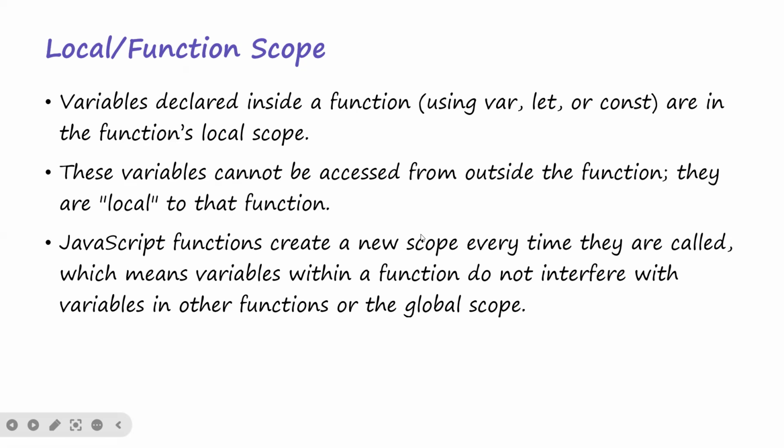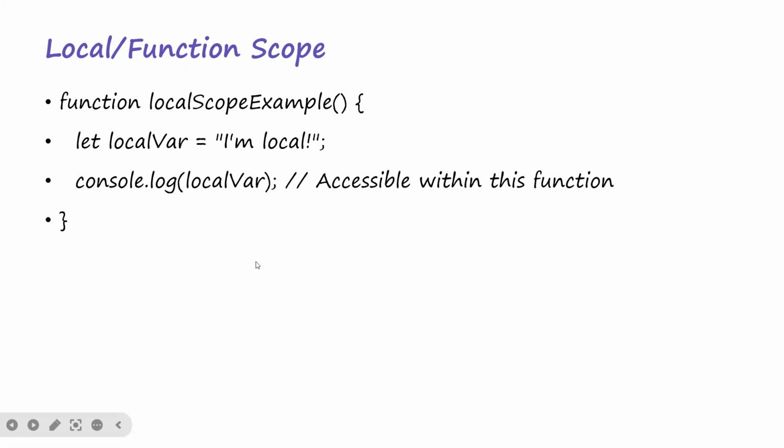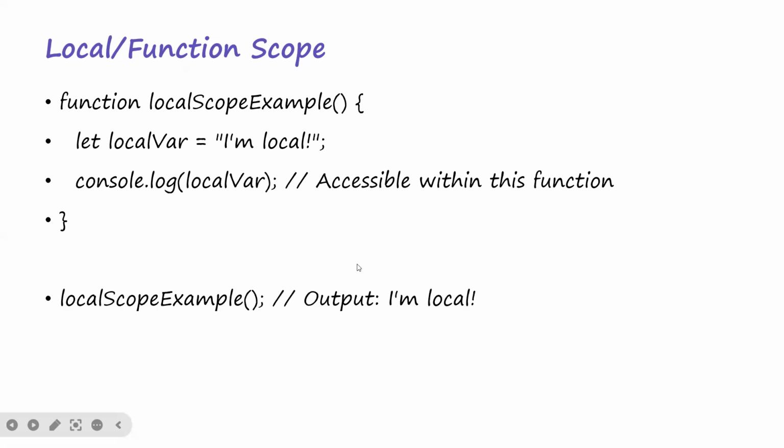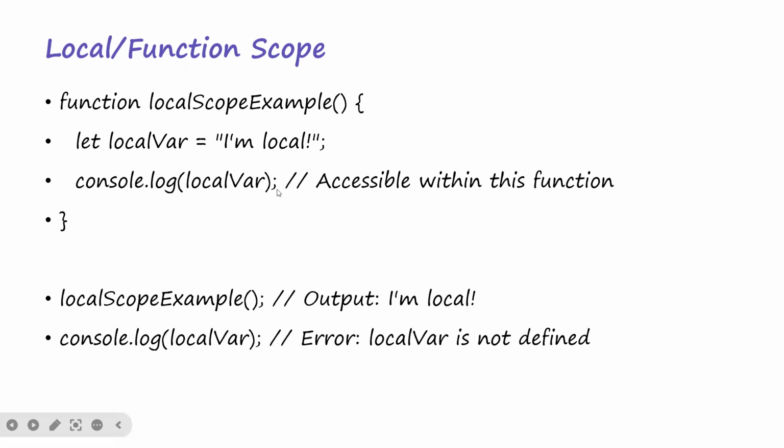JavaScript functions create a new scope every time they are called. Whenever you call a JavaScript function, it creates a new scope, which means that variables within a function do not interfere with variables in other functions or the global scope. Now, look at this example. This variable here is local, so it can be accessed from here, but if you try to access it outside of the function, it will not be accessible.